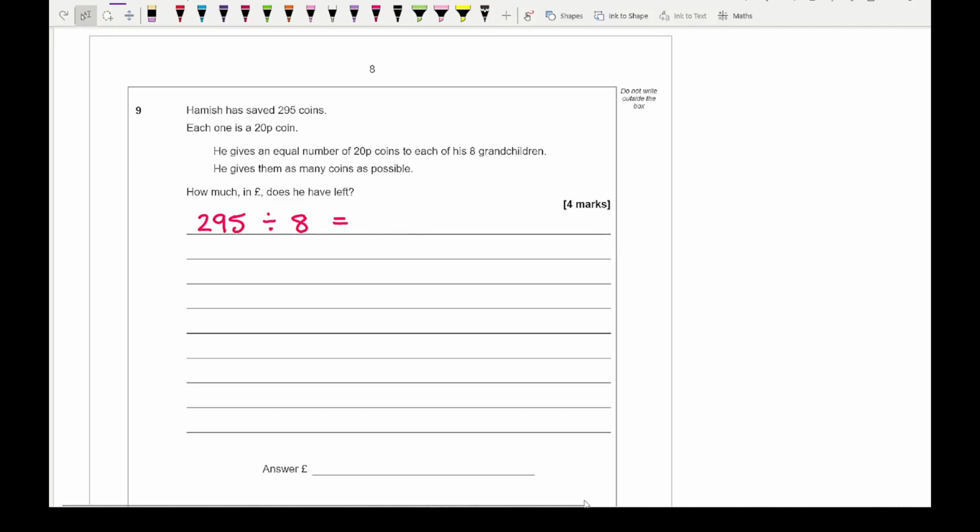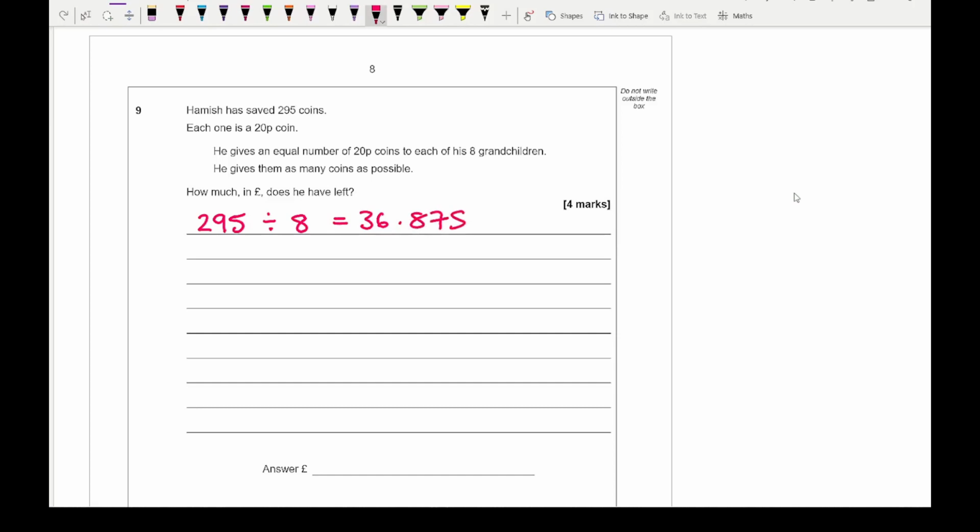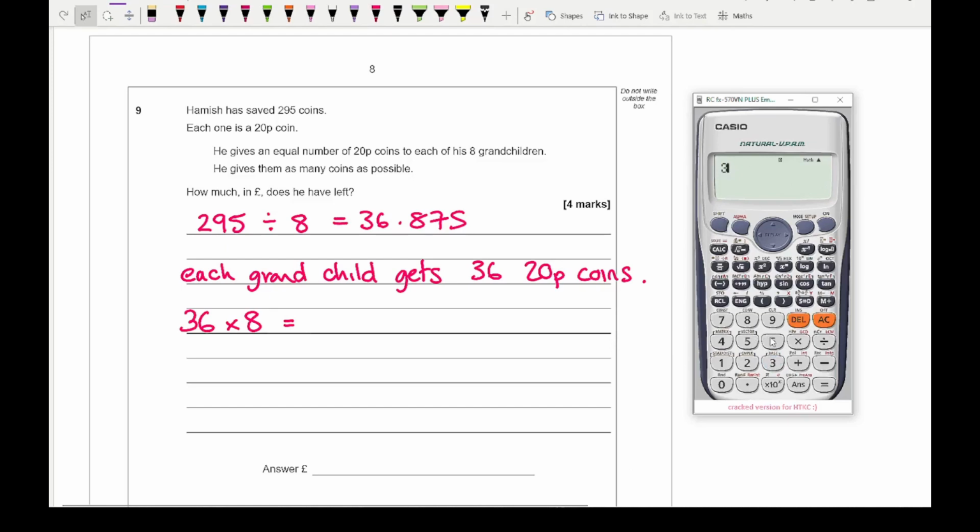which gives us an answer. And again, if I just go for the calculator on this, divided by 8, and it should give me a decimal number, which it does. So it's 36.875. Now we want to round down because we can't round up. So then each grandchild gets 36 20p coins. So then if we then do 36 times 8, then that's going to give us an answer of 288.